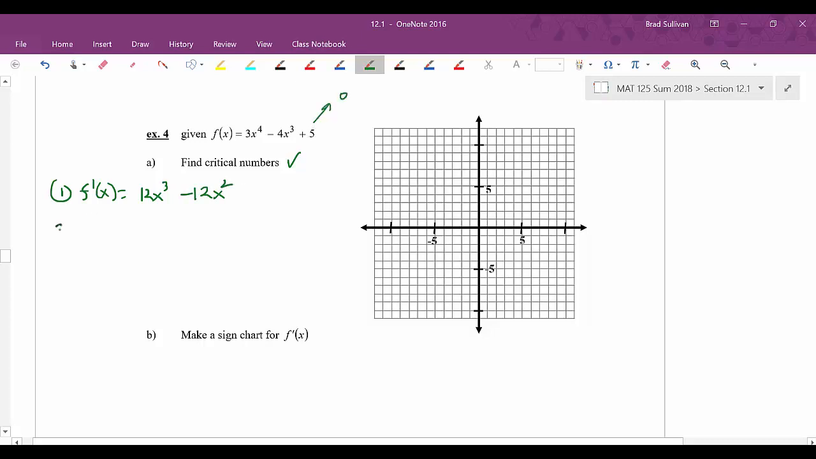So that's it. Okay, what you do is when you find a critical number, you're looking at where the derivative is 0 or undefined. All right, now this derivative is always defined. X can be anything. Okay, there's no 0 denominator or anything. You can take any number and raise it to a power.